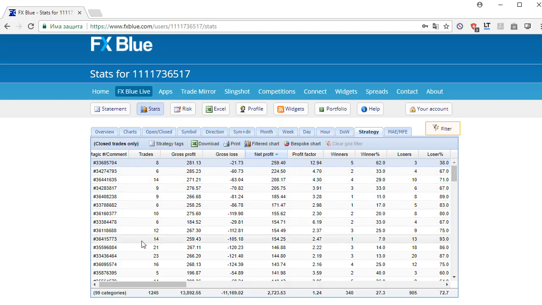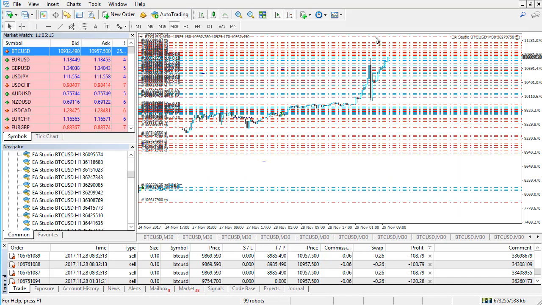What we have, I want to take the top 10. Take a pen and a paper and write down the number of the expert. So the number is 33685704. Of course, you don't need to do it right now, guys, when you're watching, but you need to do it after that, when you have your statistics and when you're practicing. It's easier to write it down on a piece of paper, because now I will go back to the MetaTrader.